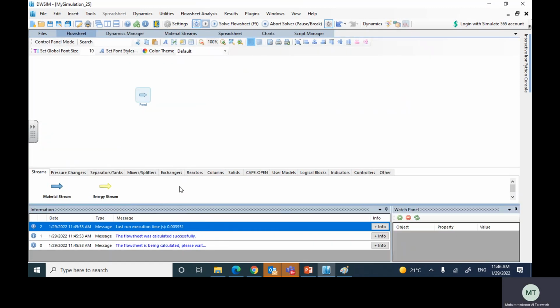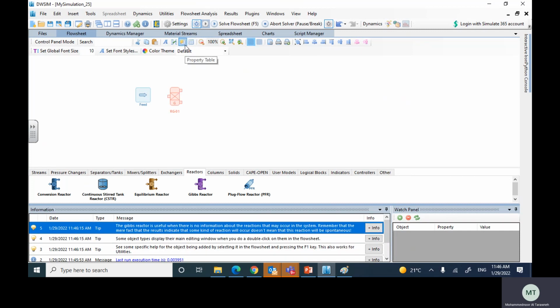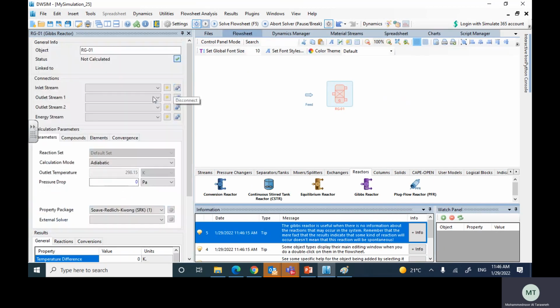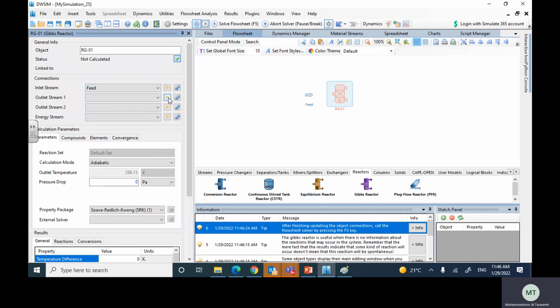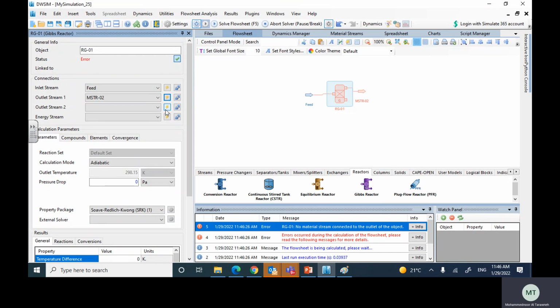So close this one. Next, go to reactors and choose a Gibbs reactor. Gibbs reactor means that we are using the non-stoichiometric method to solve this example. So note that we have not defined a chemical reaction as we did in the first case. For the inlet stream, choose feed. For outlet stream 1, click create and connect. Outlet stream 2, the same, click create and connect. The same for the energy stream.